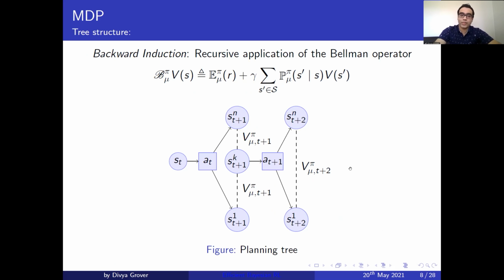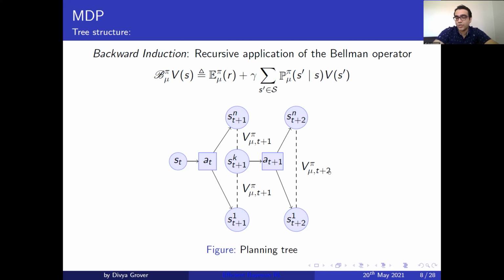Visually, it is much easier. If you have any background in general AI, something like zero-sum games, you know there are algorithms like A star, tree search or the minimax algorithm. Similar to that, this backward induction can be visualized as a tree. By that I mean that at time t plus 1 there are different states, and the superscript here is for different possible values of states, S1 to N. At time t plus 2, assume that you know the value function.